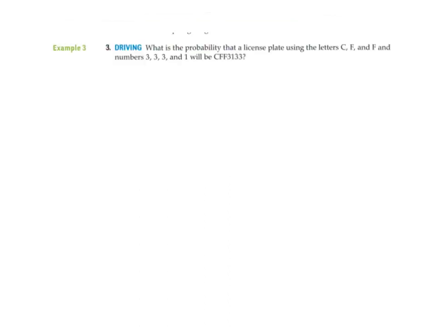Now we're looking at that in another format. You've got the letters C, F, and F, and the numbers 3, 3, 3, and 1. What is the probability of using them in that particular order? First and foremost, let's find out what we've got. We know how many letters and numbers we've got: 7 letters and numbers, so 7 factorial.